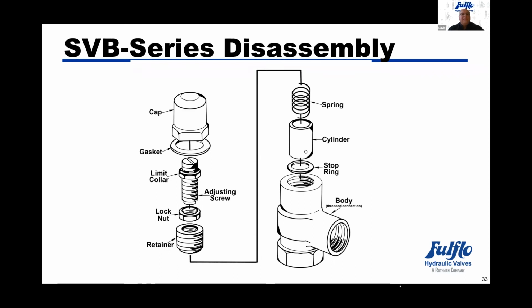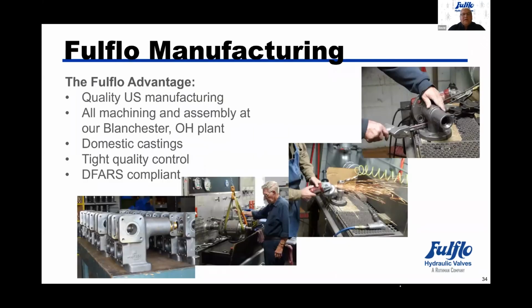Fulflo Manufacturing, quality and manufactured 100% in the USA. All machining and assembly is done here in Blanchester, Ohio. We do have domestic castings. We do not buy anything internationally. Everything is strictly here in the States. Tight quality control, DFARS compliant material. DFARS compliant is for the defense to make sure that the products are originated from raw materials. So we are a DFARS compliant company.